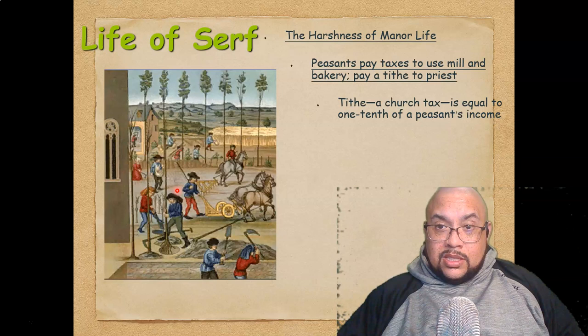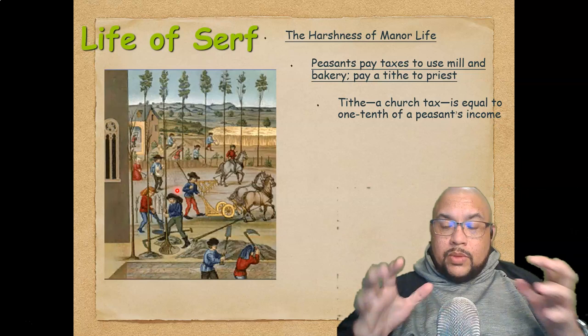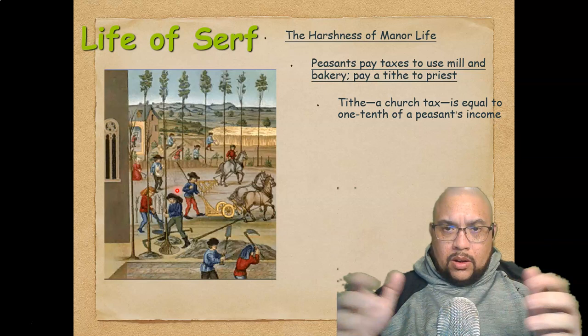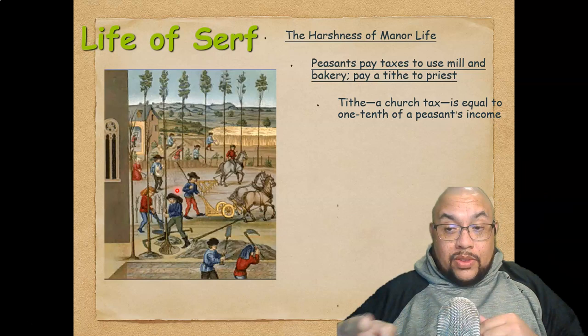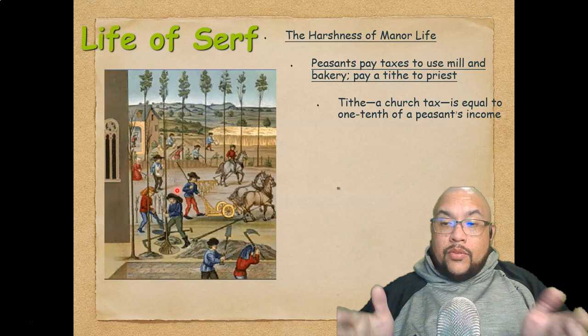Okay, so we talked about the harshness of manor life. Manors are these fiefdoms, right? So you'd call them a manor. Everybody pays taxes up. They call them tithes. So you have to tithe twice. One tithe is to the church, and the church always gets their money. If you can't pay money, then you have to pay in food, and that's serfdom as well.